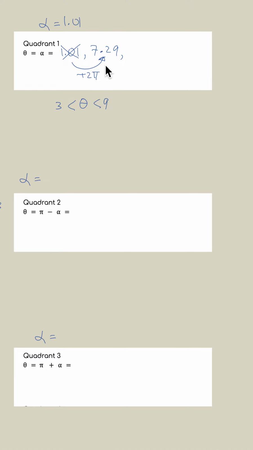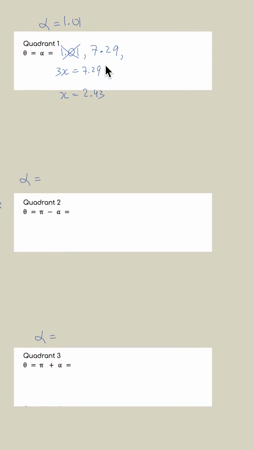Yeah. So theta is equals to 3x. So 3x is equals to 7.29, which means x, you can simply divide by 3, is 2.43. Yep. So that's for quadrant 1.